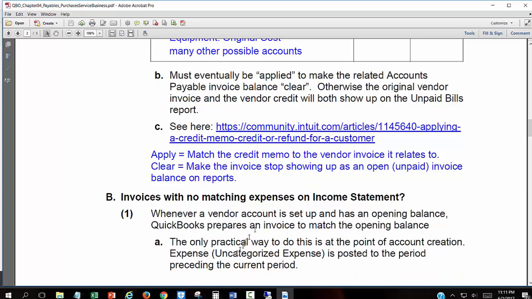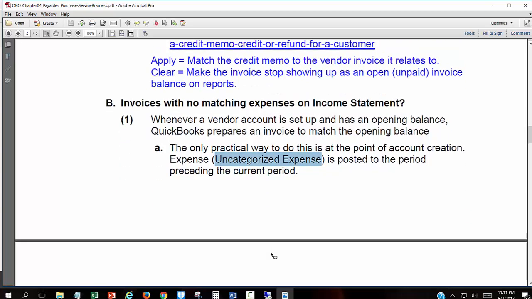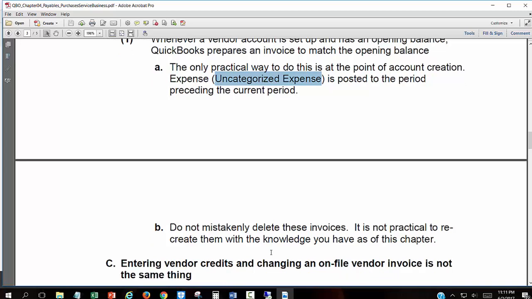And uncategorized expense, or also known as services in newer QuickBooks Online, gets posted to the period just before your current period, preferably. So back in Chapter 2, when you set up your vendors with payables, you would have generated these kind of mysterious looking invoices. Don't go deleting them, because it's not practical for you to recreate them, and you're going to mess up your balances.